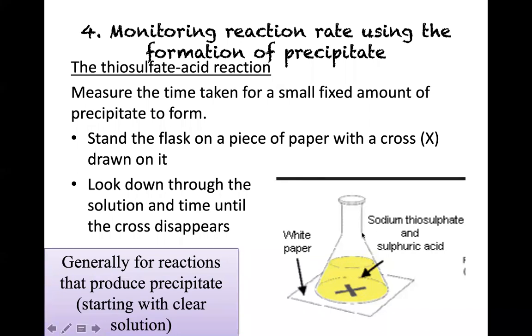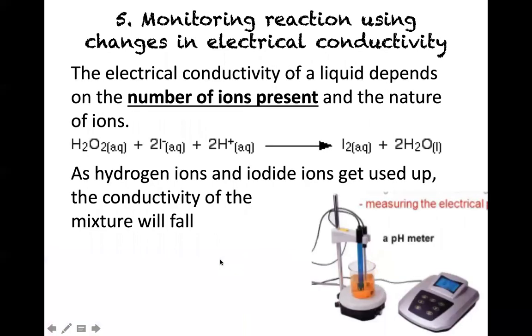The rule of thumb for this reaction is that you need to start with a clear solution. If you started with a cloudy solution already, it will be difficult for you to tell when to stop. You usually stop the reaction when your writing at the bottom of your flask can no longer be seen. So you can use that to monitor rate of reaction as well.